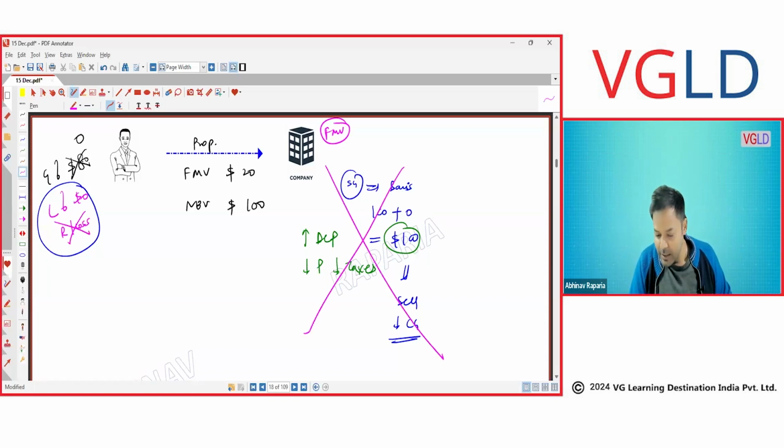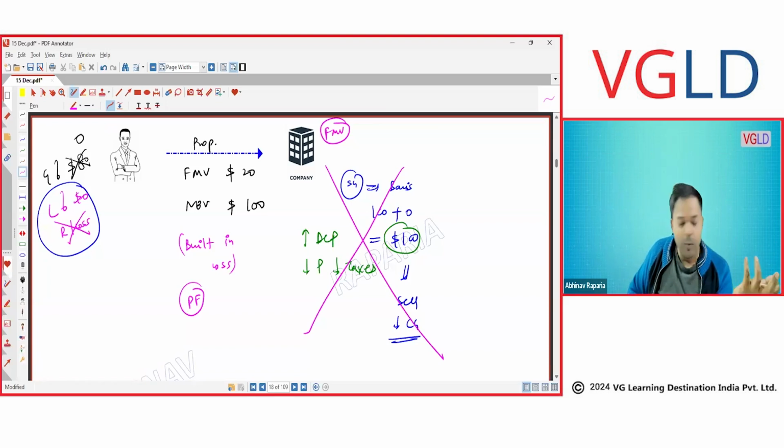This is typically known as built-in loss. This is something I'll discuss in much more detail in partnership. But already, if you see, the property's worth is only 20. You are booking it in your balance sheet at $100. How does it matter to us? What is the worth of that? 20 only. So ideally, you should book at 20 only, not 100.